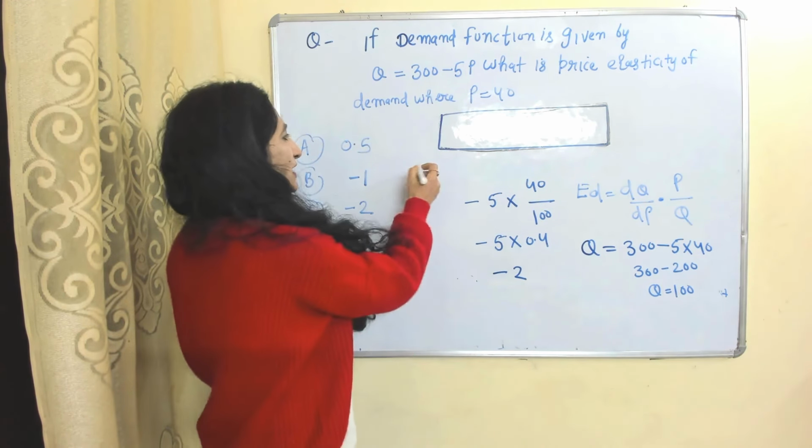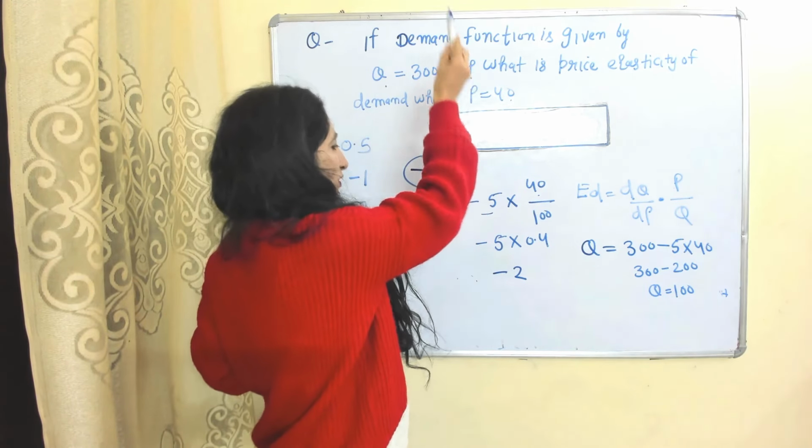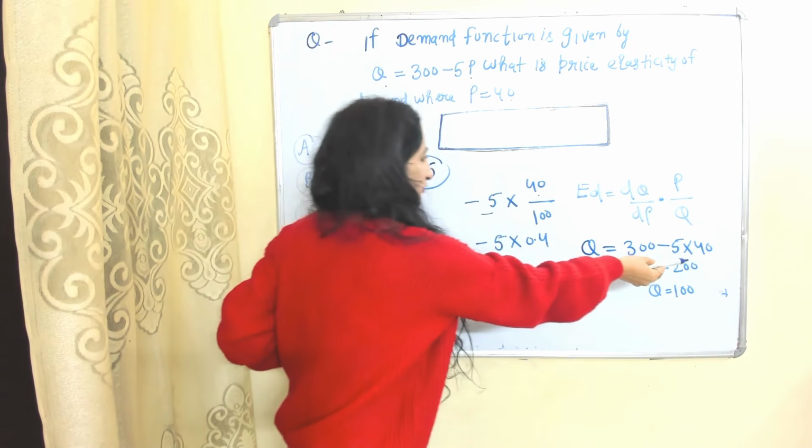P is given equal to 40. In order to find q, we will put P equal to 40. When we put P equal to 40, q becomes equal to 100. So, the value of q is 100. When we solve, it will become equal to minus 2. So, our right option is C.